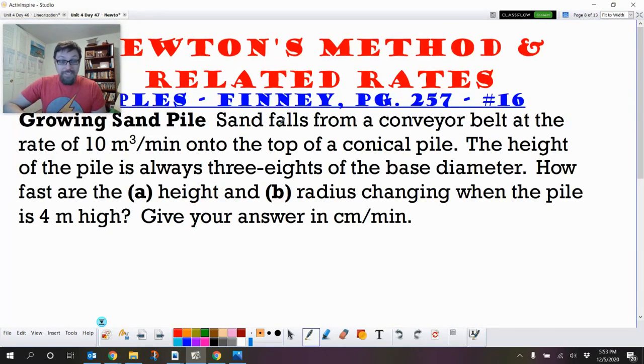Sorry for a quick change, but here is another example that we're going to work through. Now, this one has a little bit more players. Sand falls from a conveyor belt at a rate of 10 meters cubed per minute on top of a conical pile. The height of the pile is always 3/8 the base diameter. How fast are A, the height and B, the radius changing when the pile is 4 meters high? Oof. All right. Let's identify some of the major players to identify what sort of variables we are going to be playing with. That's always our start. We have the height of the pile. We'll have that be h.